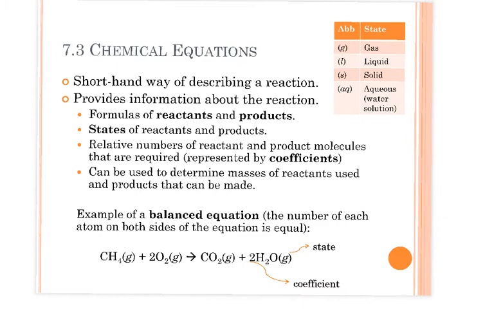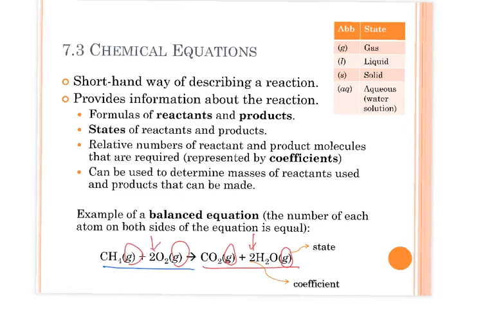The reactants are on the left side of the equation, and the products are on the right side of the equation. And it gives us the states of the reactant, and the states are in parentheses to the right of each compound or element, and the relative number of reactants and product molecules that are required, and these are represented by coefficients. So these here are the coefficients.